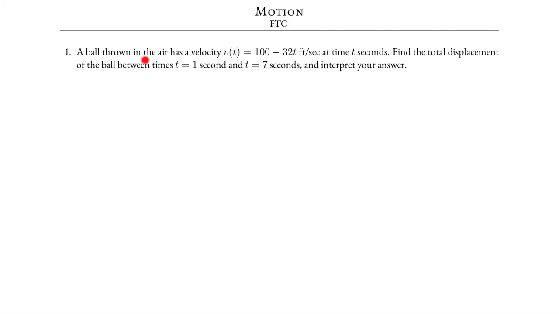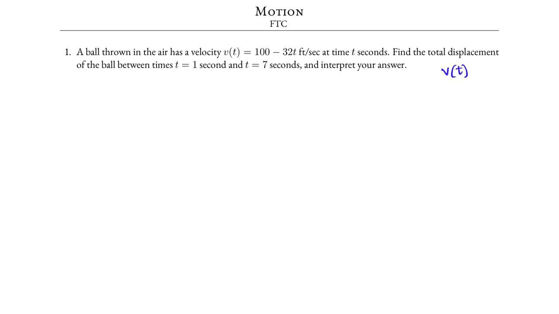A ball thrown in the air has a velocity v of t equals 100 minus 32t feet per second at time t seconds. Find the total displacement of the ball between time t equals 1 second and t equals 7 seconds. The velocity is given.